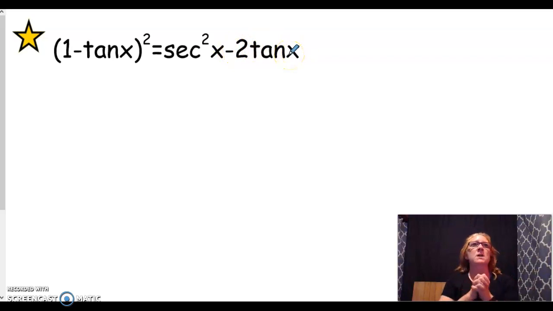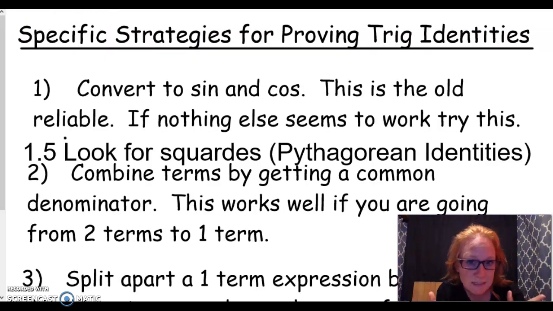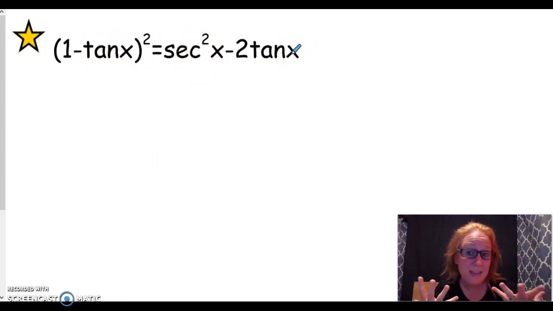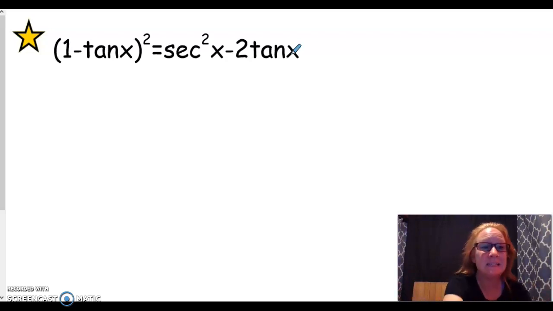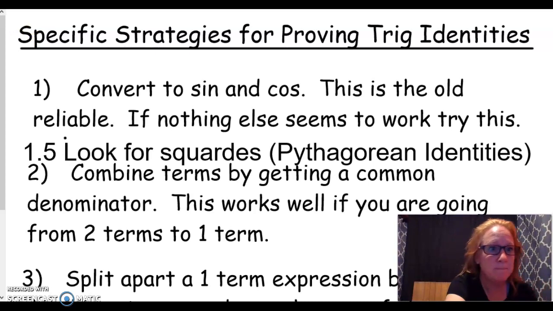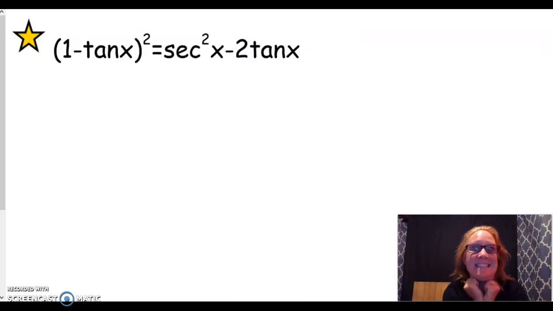Okay, so we have to think, what are my strategies? And we talked earlier about sines and cosines. As I look at this, are there any sines and cosines already? The answer is no. Then second, look for Pythagorean identities. That's like 1.5. I see one, at least I think.